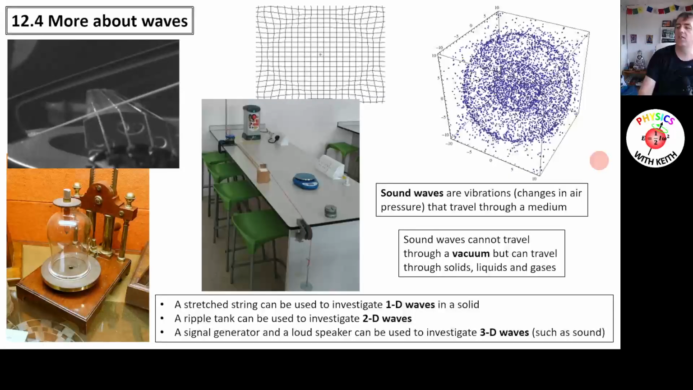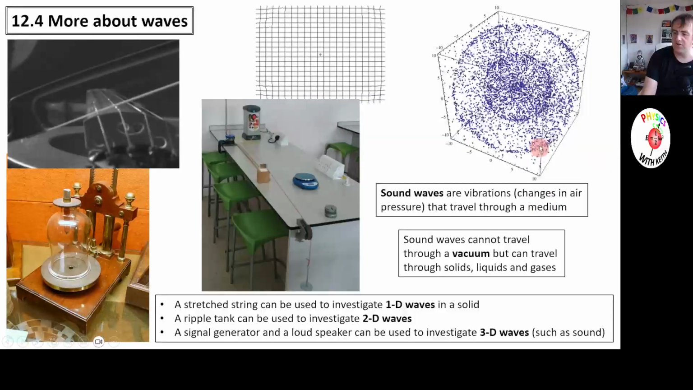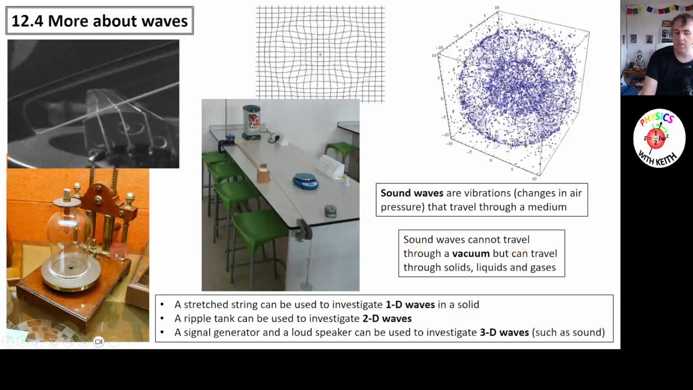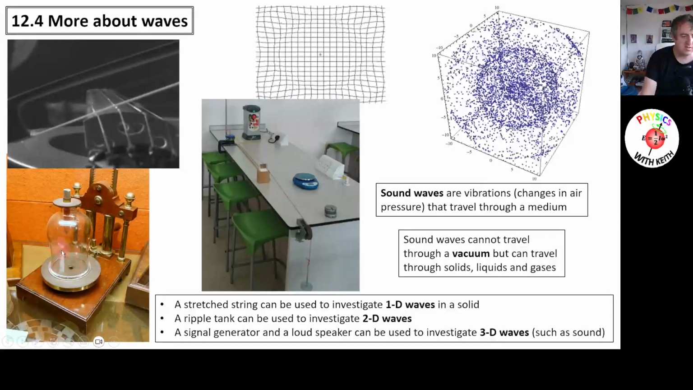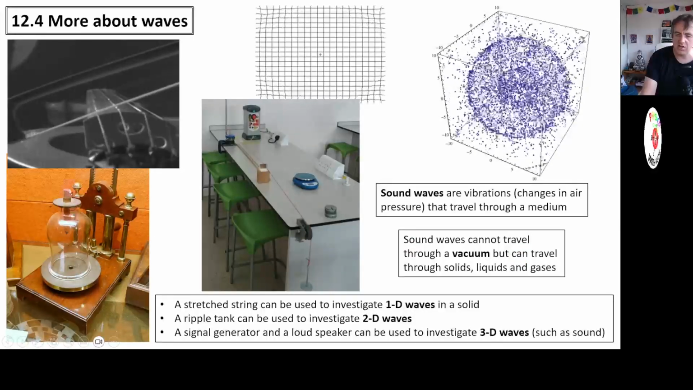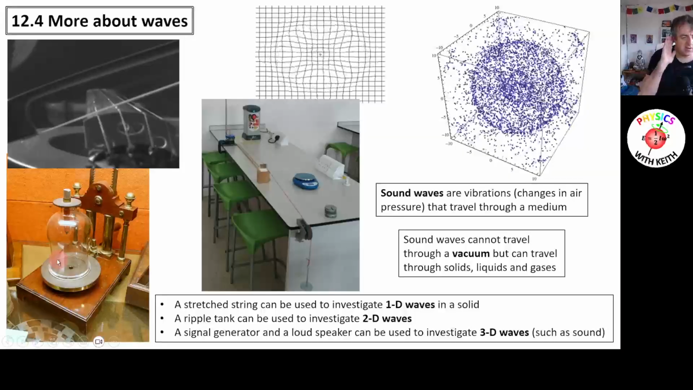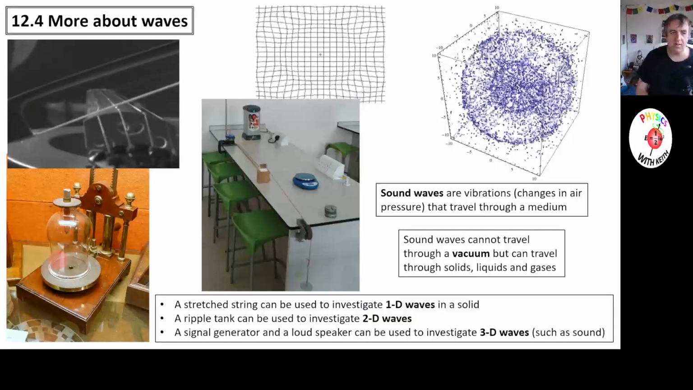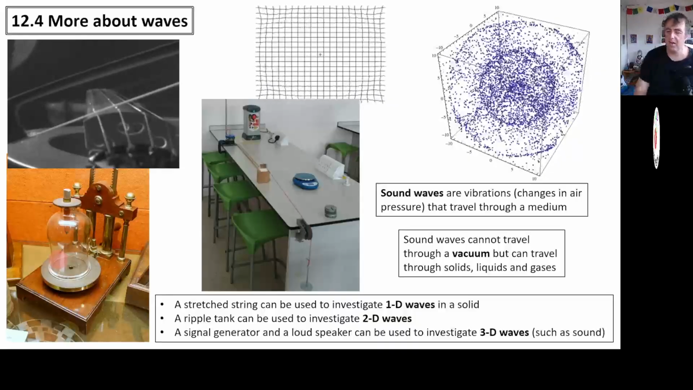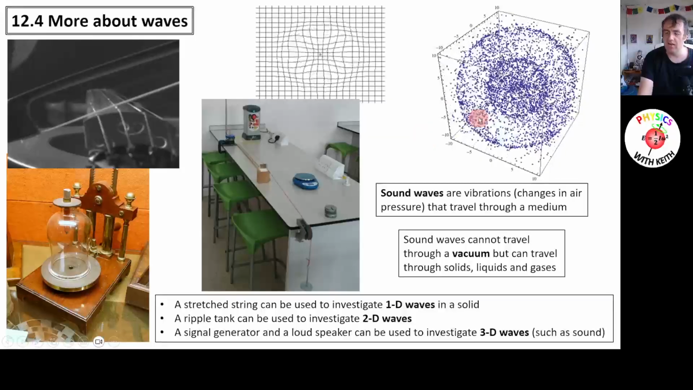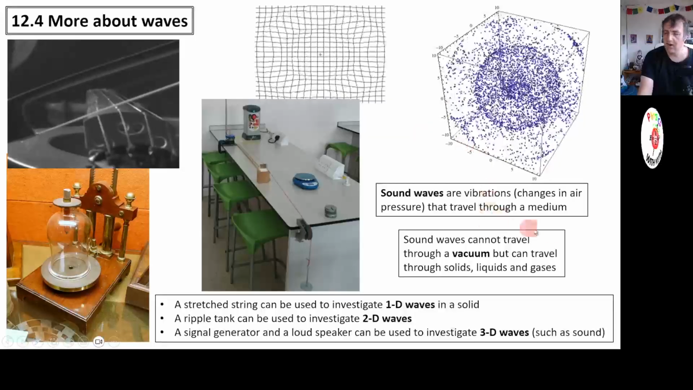So sound waves, vibrations in air caused by changes in pressure. Fine, we'll leave that as it is. They can't travel through a vacuum. If we get a bell jar like this, put a buzzer in it or something and attach it to a vacuum pump and remove the air, we'll hear the sound get quieter and quieter until it completely stops. And the sound completely stops because it's a vacuum. So you need a medium to vibrate, to oscillate, in order for there to be sound.